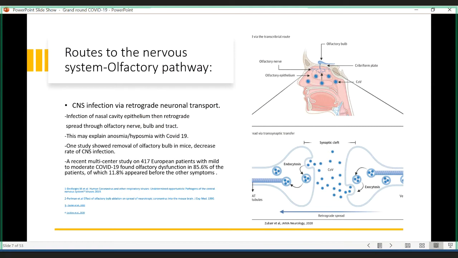Another multi-center study of 417 patients showed that up to 85% of the patients had olfactory dysfunction, and about 12% of them had olfactory dysfunction even without other COVID-19 symptoms or nasal congestion. That can also suggest the possibility of the virus infecting the olfactory cells and olfactory nerve and causing this symptom.